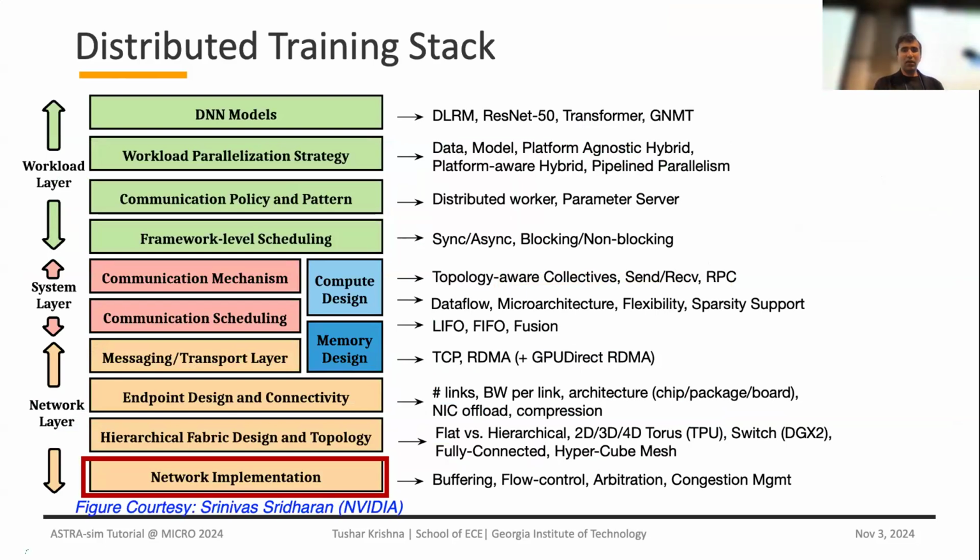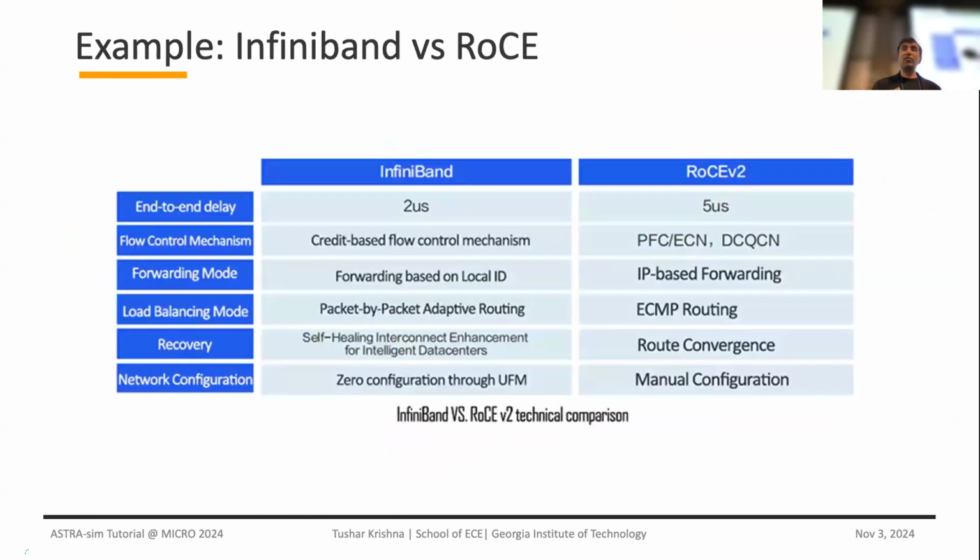And finally, moving down to the network implementation, this is where you can think about implementation of the buffering, the flow control, arbitration, congestion management, and so on, right? For example, for a scale out system, you might be curious about comparing InfiniBand versus RoCE. How would these compare in terms of the delays, the congestion control mechanisms, configurations, and so on? These are the kinds of decisions that can be taken at that granularity.